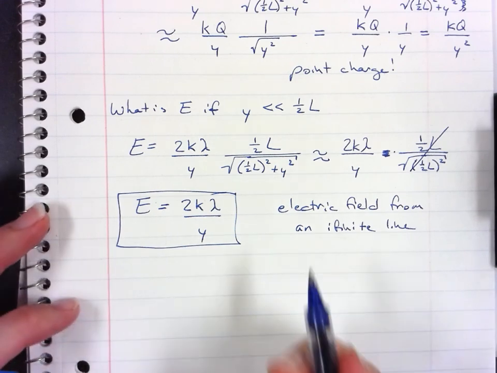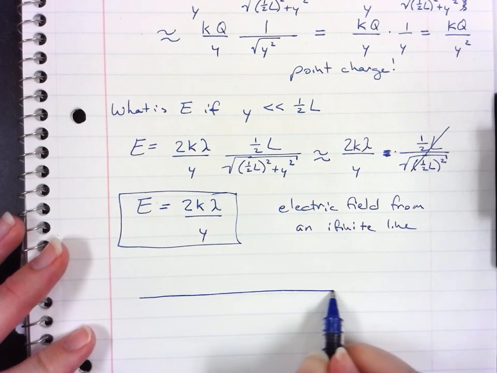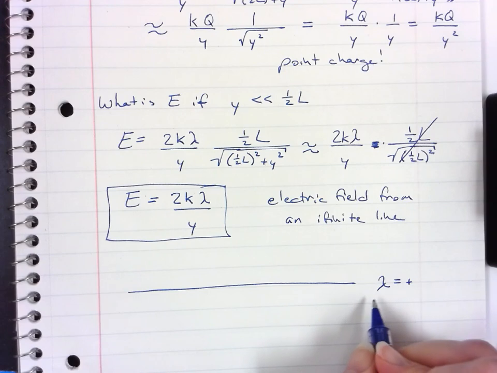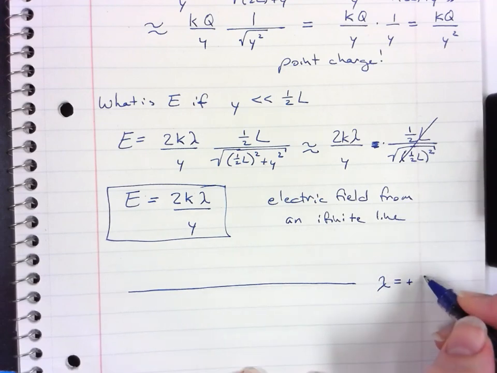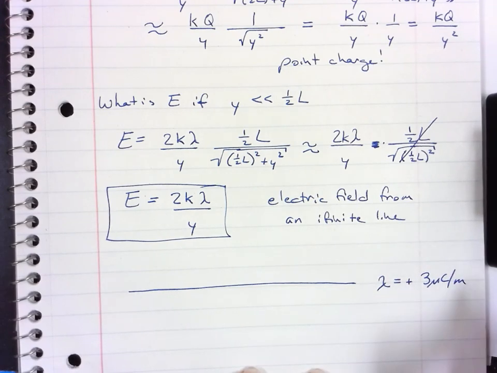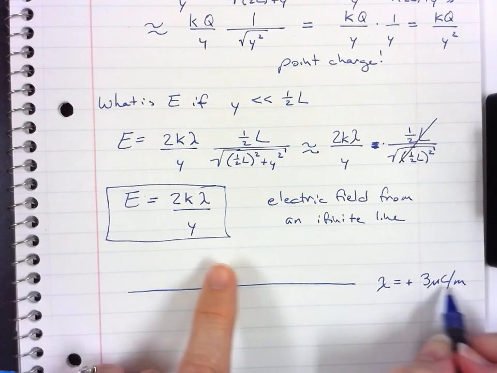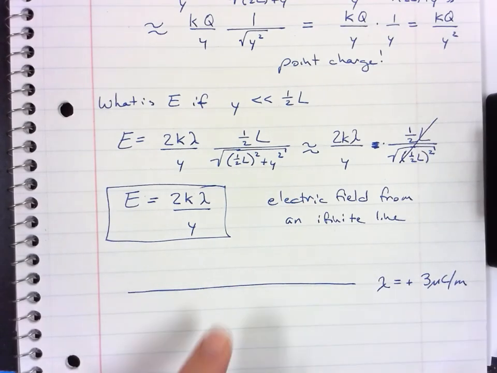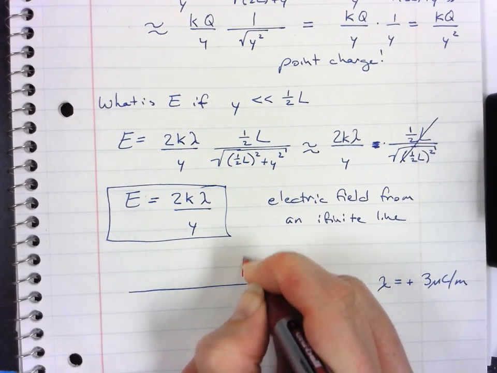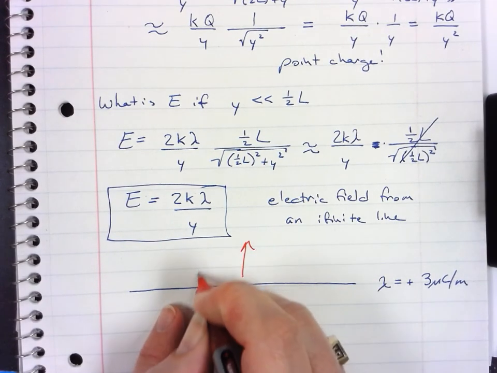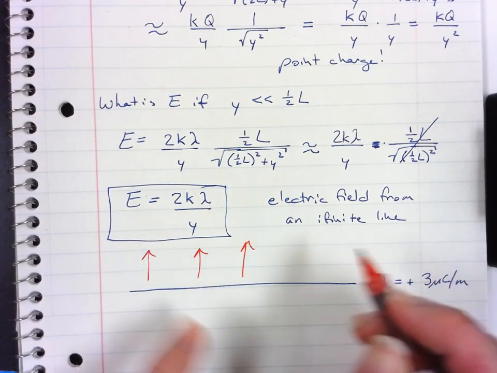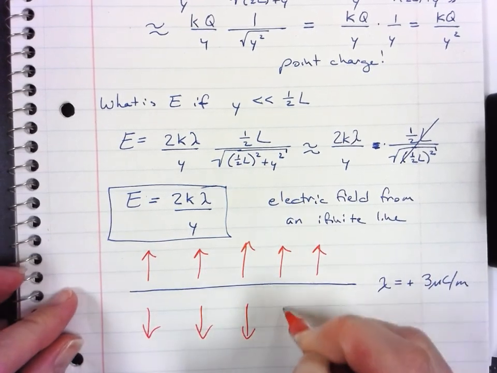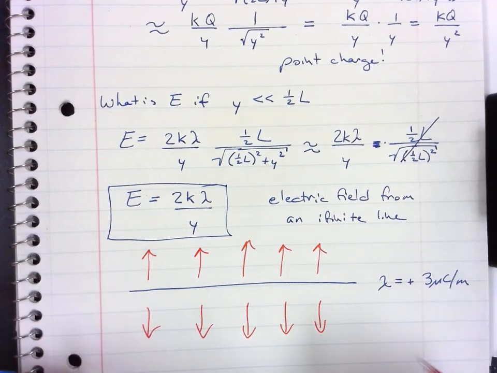And I want you to picture this in your head. If this is the line of charge, linear charge density, numerically, this might be something like 3 microcoulombs per meter. Notice it's in units of charge per unit length. So if this is a positive charge, then yes, at the middle, it makes an electric field away from it. But over here, it makes an electric field away. And over here, it makes an electric field away. And it makes an electric field radially away from it.